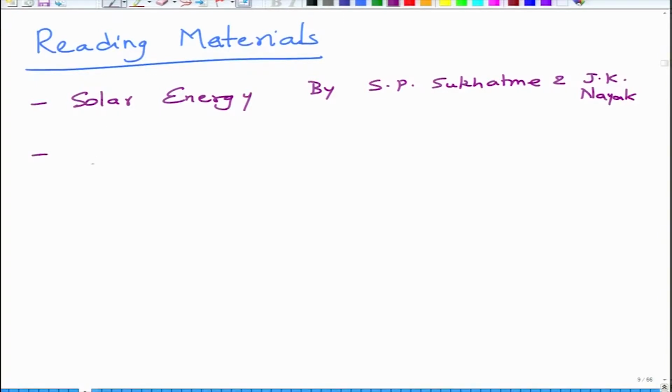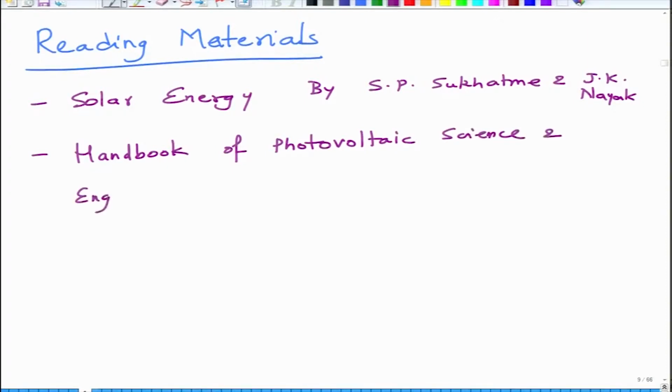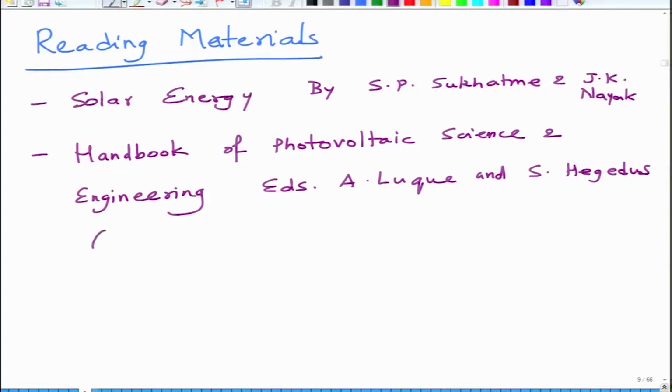Then the second book is about solar photovoltaics and semiconductors. I would say you can go through the Handbook of Photovoltaic Science and Engineering, which is a very good book edited by A. Luque and S. Hegedus, and this is a book of Wiley Publishers. This is a fantastic book to learn about fundamentals of photovoltaic science and technologies, and also on basics related to semiconductors and in general photovoltaics.